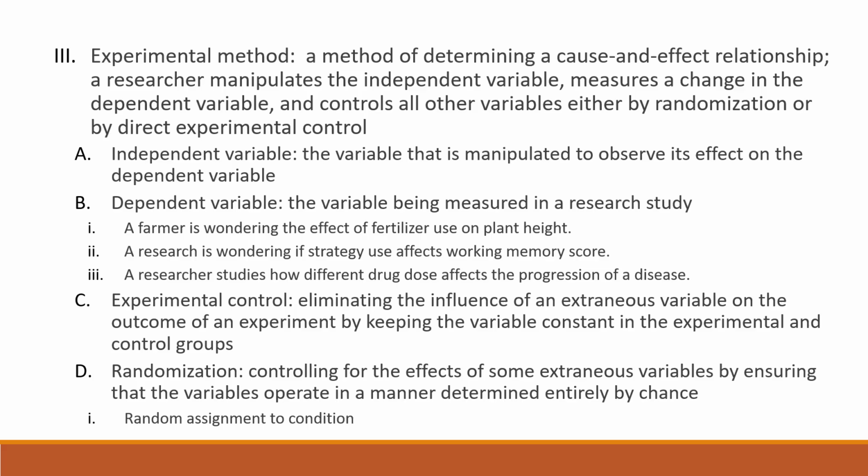Another important component is randomization, which is controlling for the effects of some extraneous variables by ensuring that the variables operate in a manner determined by chance. This is really important in science, especially given that there is an impossible amount of extraneous variables to control for. Say a participant is stressed, tired, having relationship problems, is happy. All of these might affect how someone performs in the lab. And by having randomization, it makes it so extraneous variables are likely to affect all conditions or groups equally.